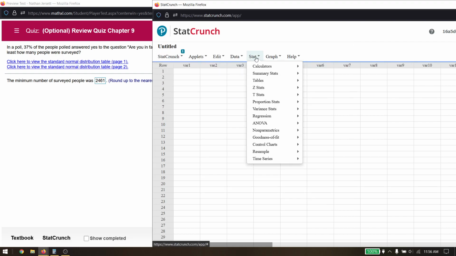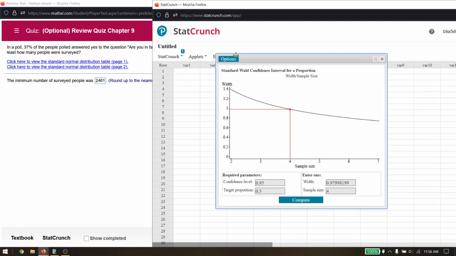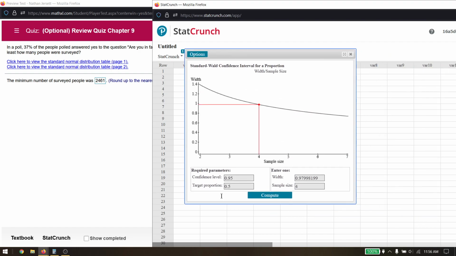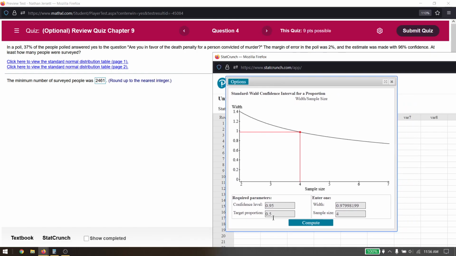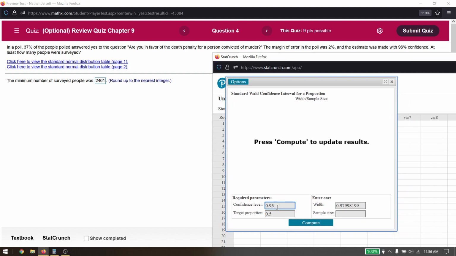Sorry, that's not what I wanted to do. I want to do width sample size, and you can use this calculator to do the work for you. So we have a confidence level of 96%. The target proportion is going to be the 37% of people, so 37.